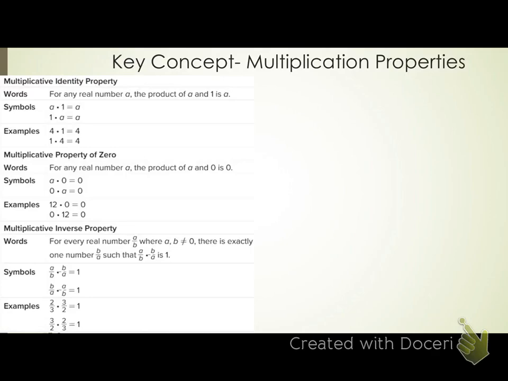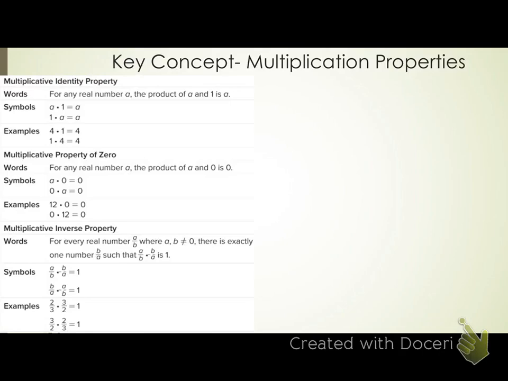Meaning I can multiply it by that multiplicative inverse and get the number 1 back. So a over b times b over a equals 1. b over a times a over b equals 1. They're called reciprocals of each other. Okay? So, if I have 2 over 3, to get the multiplicative inverse of it, I just essentially flip the fraction. The numerator becomes the denominator. Denominator becomes the numerator.